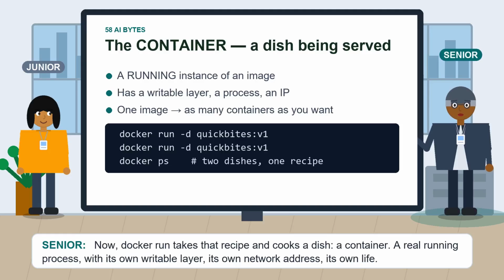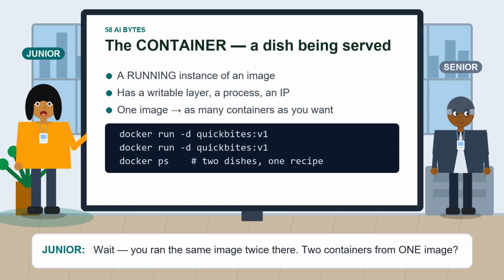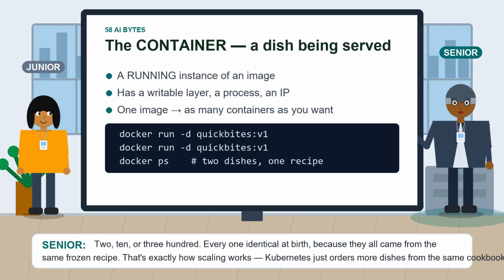Now, docker run takes that recipe and cooks a dish, a container. A real running process, with its own writable layer, its own network address, its own life. Wait, you ran the same image twice there. Two containers from one image? Two, 10, or 300. Everyone identical at birth, because they all came from the same frozen recipe. That's exactly how scaling works. Kubernetes just orders more dishes from the same cookbook.